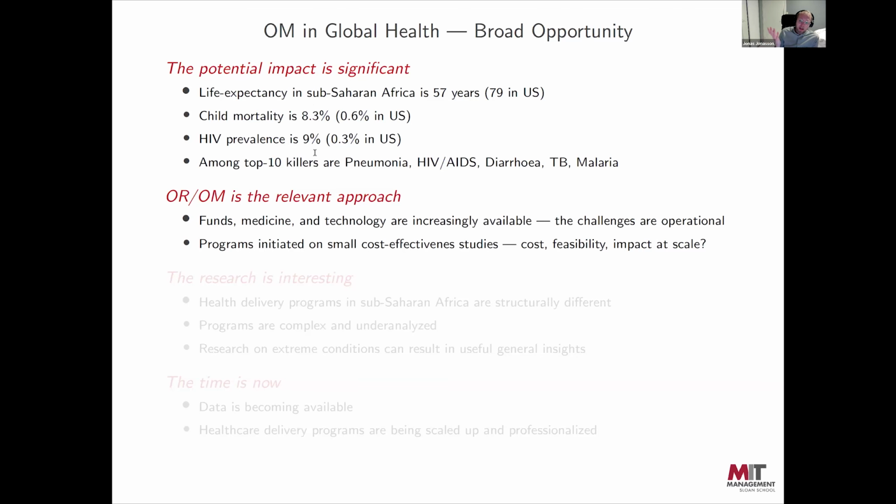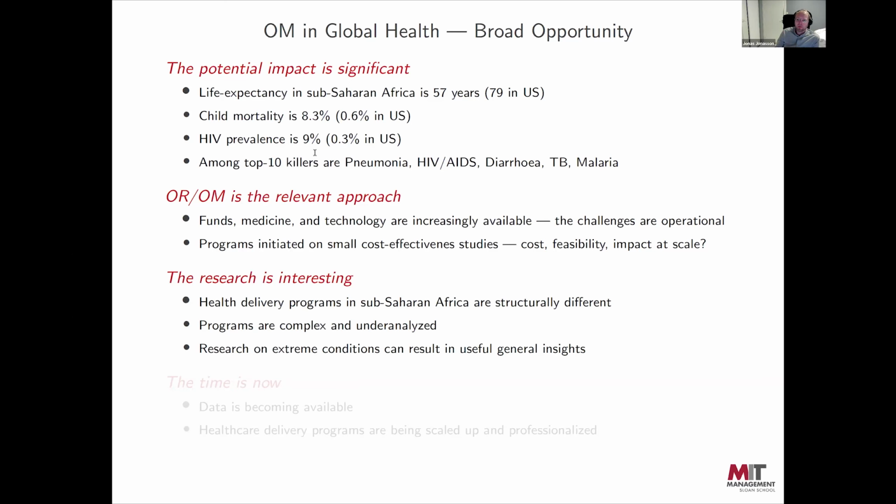The next reason, for that same reason, is that because it's a systems problem, there's an operational bottleneck. Operations research, operations management, and analytics are the right tools to deal with it, right? So it's not about fundamental biology or medicine. It's really about systems. And so I think the expertise that we have in operations and analytics is actually the right toolkit to now make a difference.